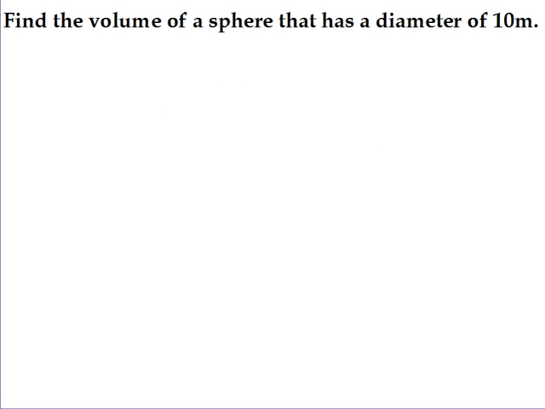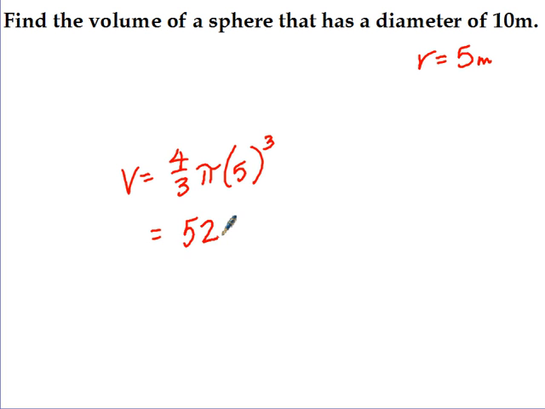Now with a diameter, it works the same way that the diameter of a circle did. So if diameter is 10, that means we cut that in half, and our radius would just be 5. So the volume here is 4/3 pi times 5 cubed. And again, you'd plug it in the same way I explained on the last one, and you get 523.6 cubic feet.